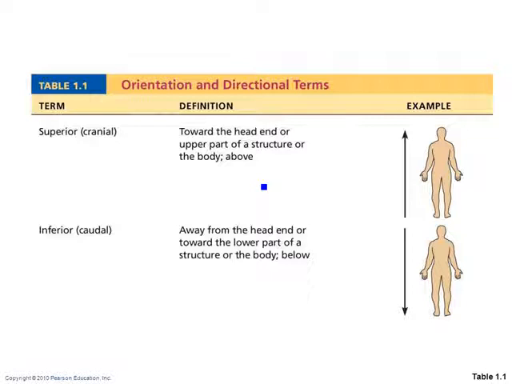When we talk about anatomy, we have to know some terms. We've got to know direction. We've got to get our bearing. And the words we use are superior and inferior. That means top and bottom. You may also see cranial or caudal. So anything toward the head is superior. Anything toward the feet is inferior. So for example, you would say the head is superior to the hands. The hands are inferior to the head.